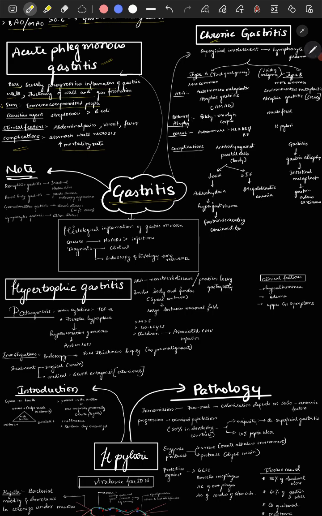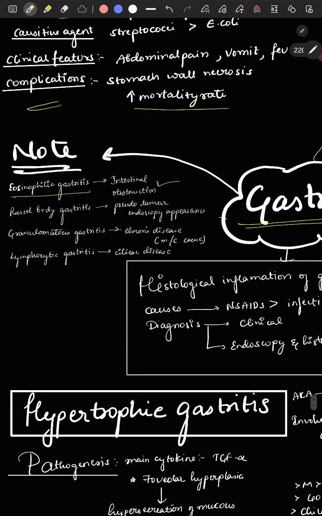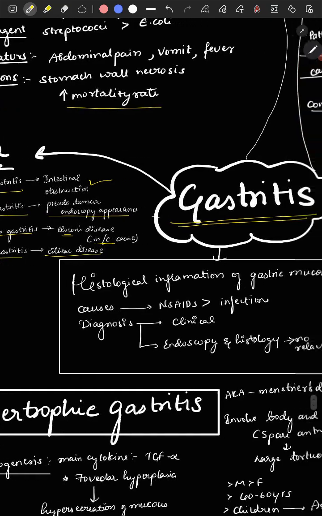Note: the eosinophilic gastritis causes intestinal obstruction. Russell body gastritis causes pseudotumor endoscopy appearance. Granulomatous gastritis causes chronic disease, which is the most common cause. Lymphocytic gastritis is associated with celiac disease.